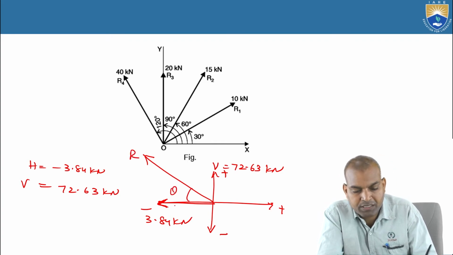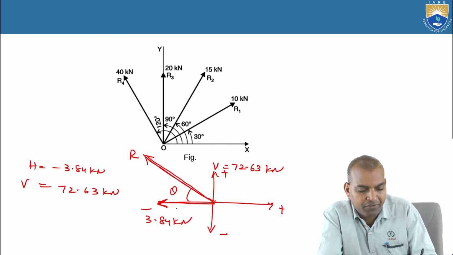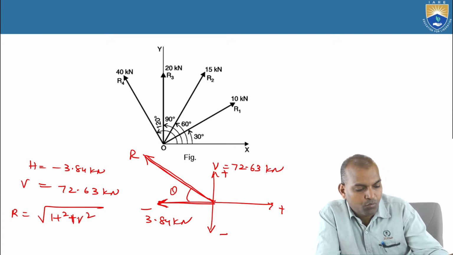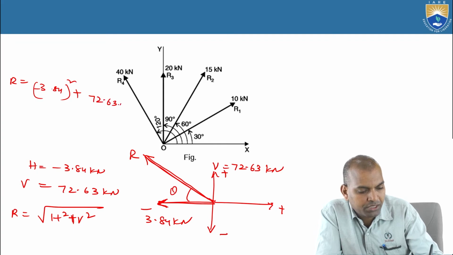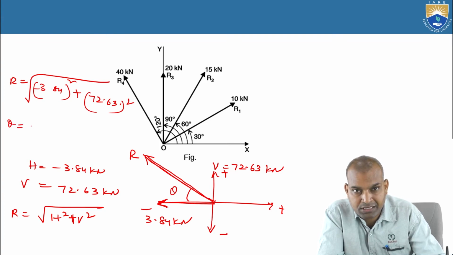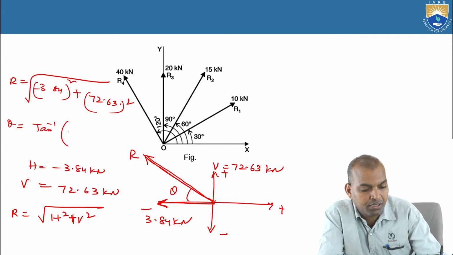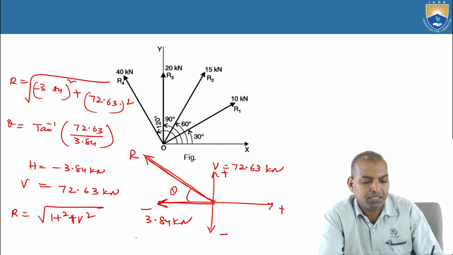With this direction, whatever theta, the value of the theta with which it is making. What is the R value? R equal to square root of H square plus V square. What is the H value? H value is 3.84 negative whole square plus the V value 72.63 kilonewtons whole square. This is the R value. What is the direction of this resultant force? Tan inverse of V by H, 72.63 by 3.84. That is the theta.